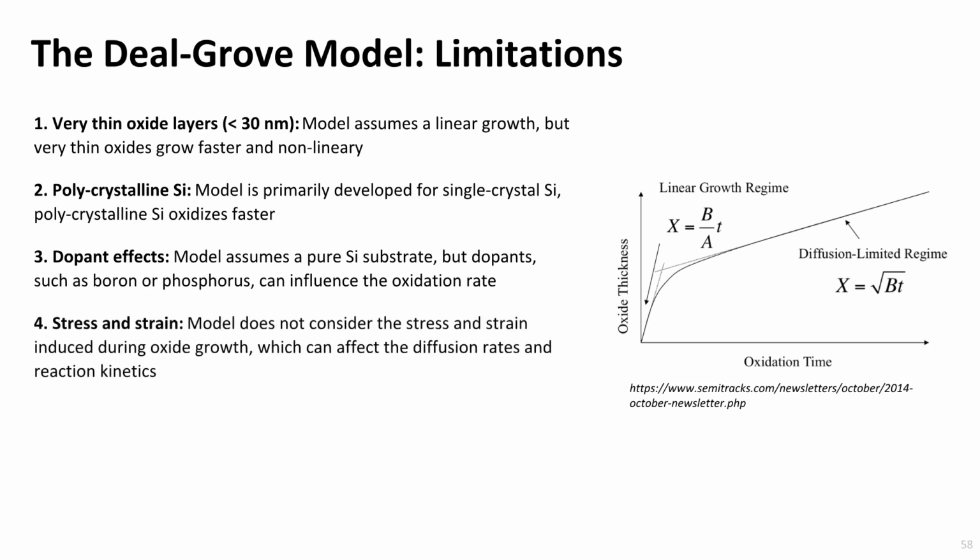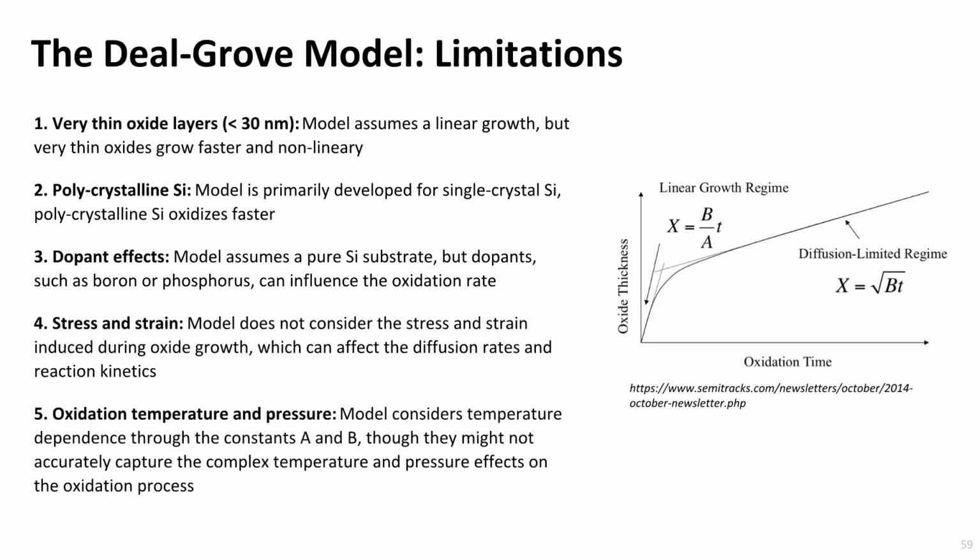Furthermore, the model does not consider the stress and strain induced during oxide growth, which can affect the diffusion rates and reaction kinetics and thus the oxidation rate. Finally, the Deal-Grove model considers temperature dependence through the constants A and B. It also assumes that thermal oxidations are done at atmospheric pressure. But in practice, there might be a little overpressure in the furnace, and this will increase the oxidation rate. However, the Deal-Grove model might not accurately capture the complex temperature and pressure effects on the oxidation process, especially at extreme conditions.